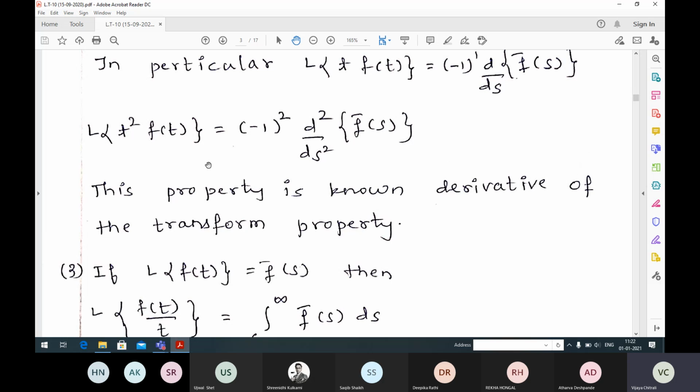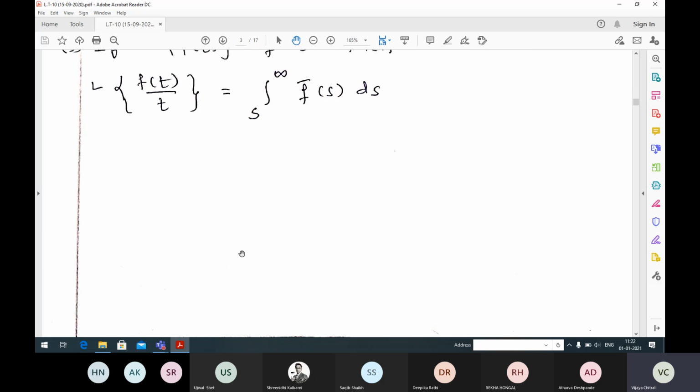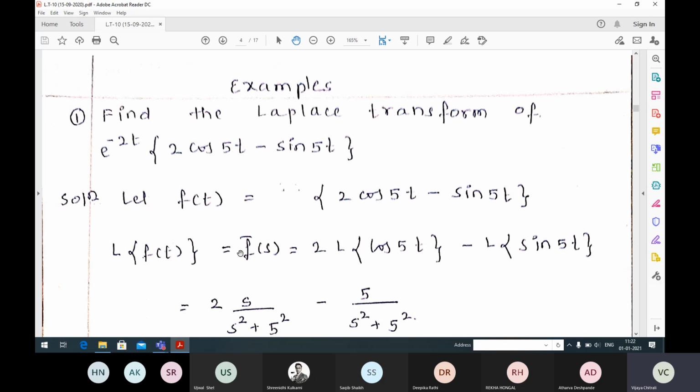So using this, we'll solve the examples. First one: find the Laplace transform of e raised to minus 2t into bracket 2 cos pi t minus sin pi t. Here first we need to find what f of t is. We have a property: e raised to at into f of t. So what is then e raised to at?